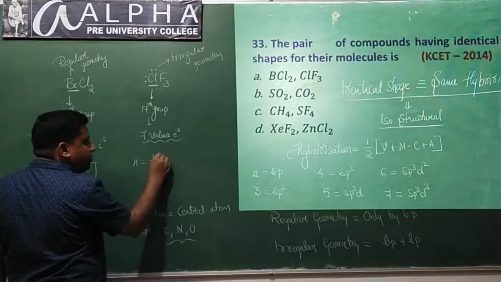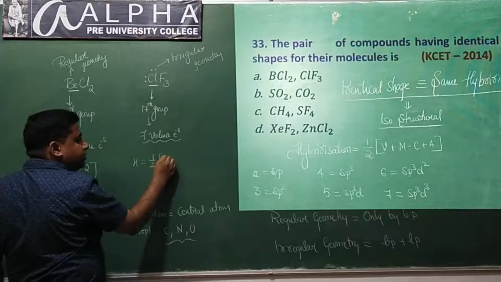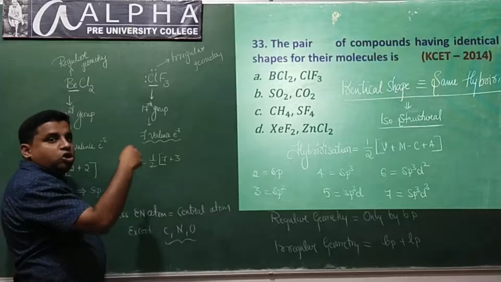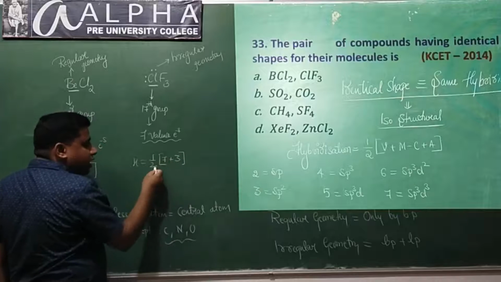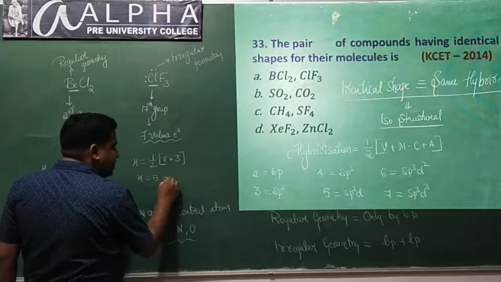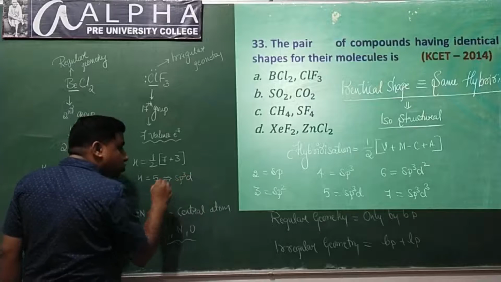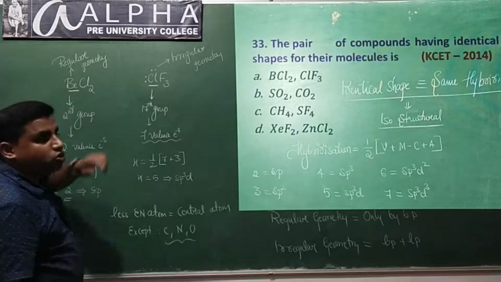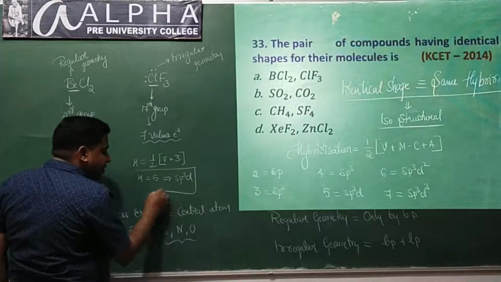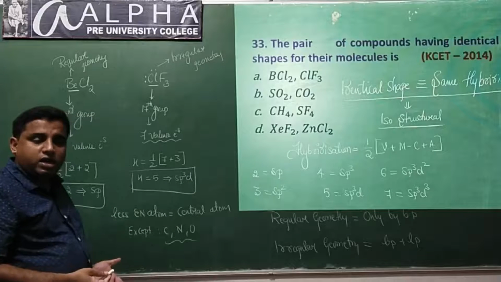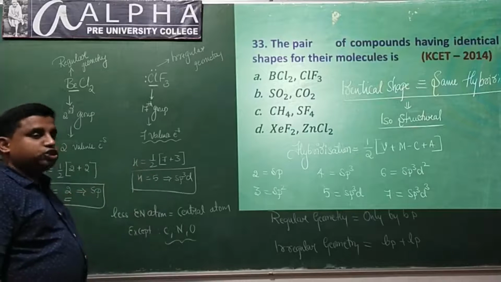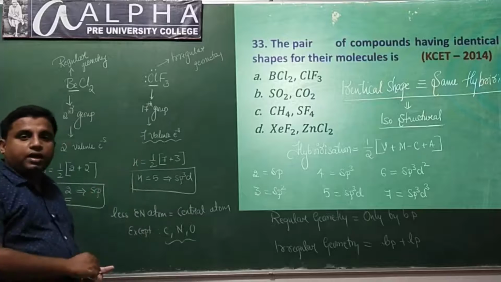Now let us calculate the hybridization of this atom. Half of V: the number of valence electrons around the central atom is 7. The number of monovalent atoms is 3. Total positive charge 0, total negative charge is 0. 7 plus 3 is 10, half of 10 is 5. 5 means sp3d hybridization. Fortunately, students, their geometry is different and their hybridization is also different. So different hybridization means different shape. Do they have identical shape? No, they do not. So option A cannot be the answer.